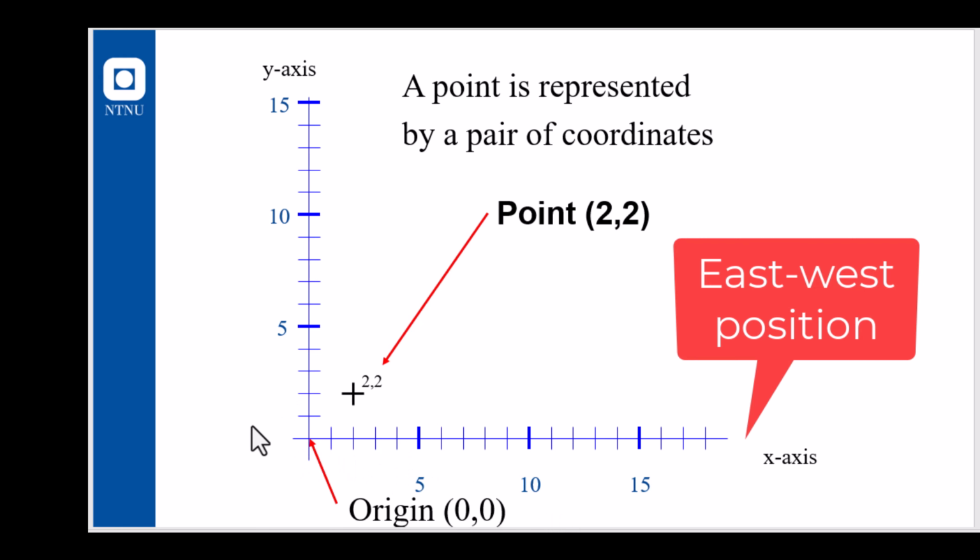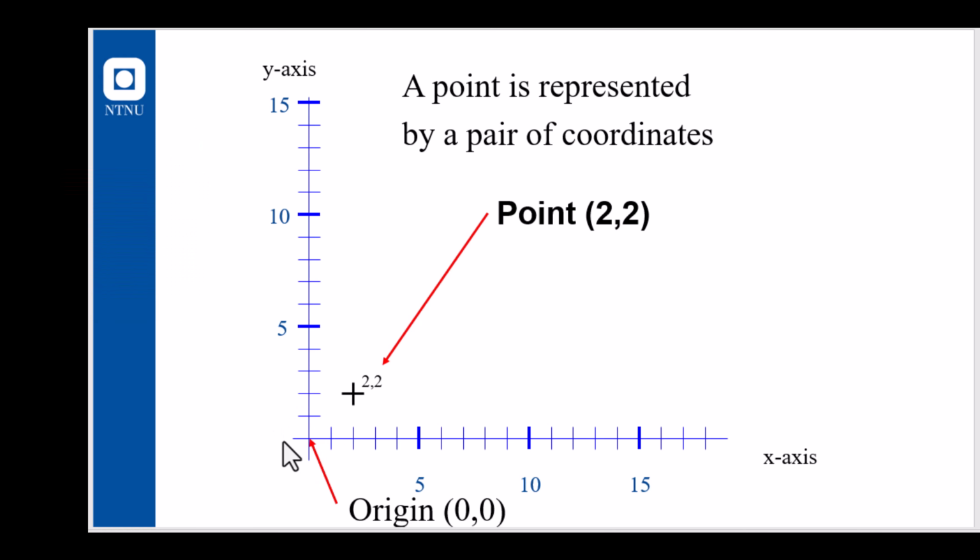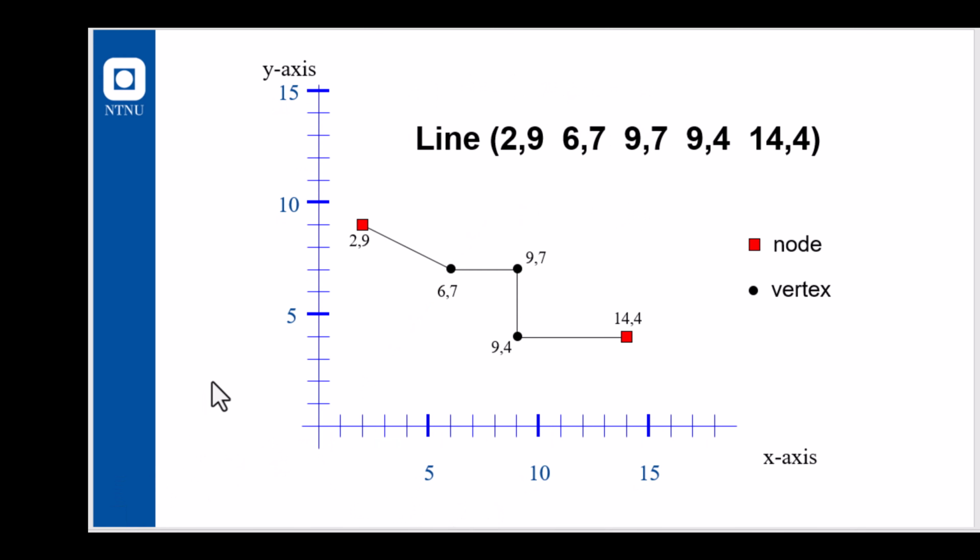Here we have an x-axis which gives the position in an east-west direction, and a y-axis which gives the position in a north-south direction. And this relates to the origin having coordinate 0, 0. A line is a collection of points and thus a collection of coordinates. So we have here a line with coordinate 2.9, the first one here, the next one 6.7, etc.